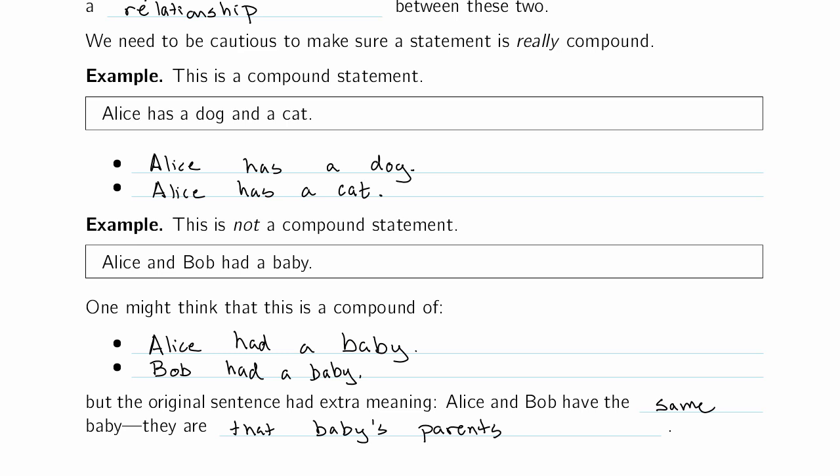Now, here's the good news. I'm not going to throw sentences like that at you. I'm not going to throw out sentences like Alice and Bob had a baby and ask you to work with them in a formal logic sort of way. But this is something that you should be aware of outside of math class and in real life.